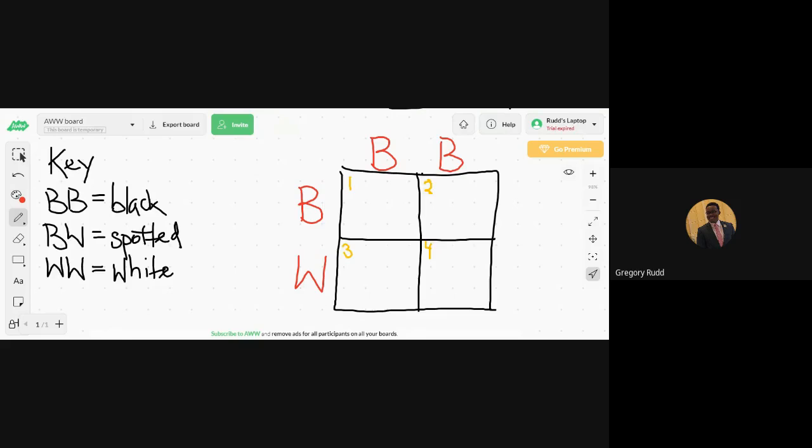So what would go in box 1? BB. Good. What about box 2? BB. Also BB. What about box 3? BW. And box 4? BW. Excellent.